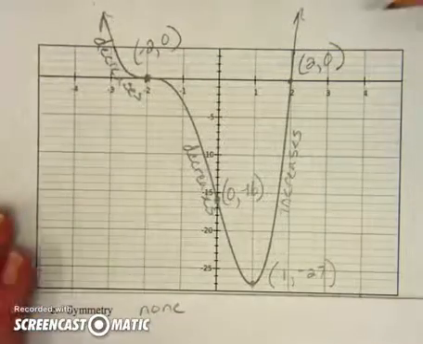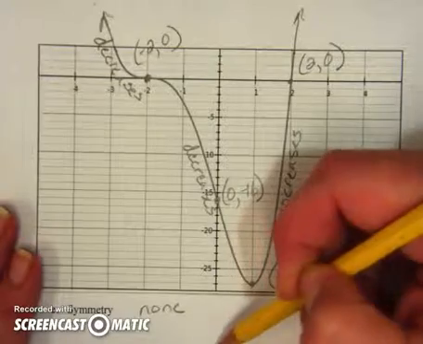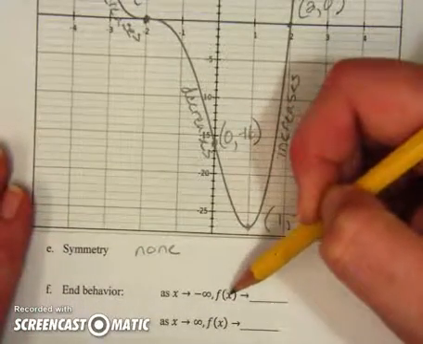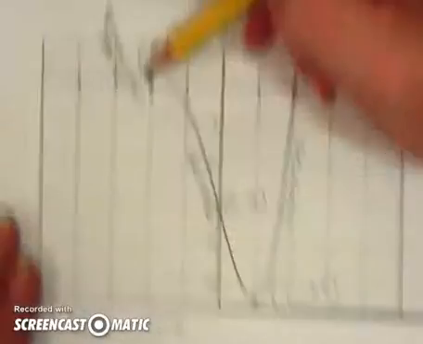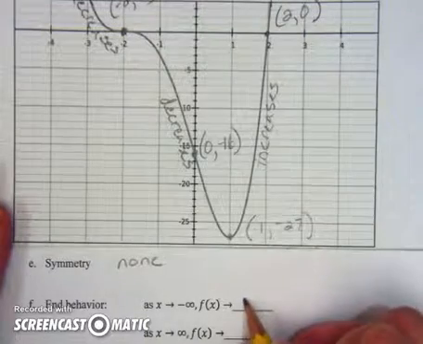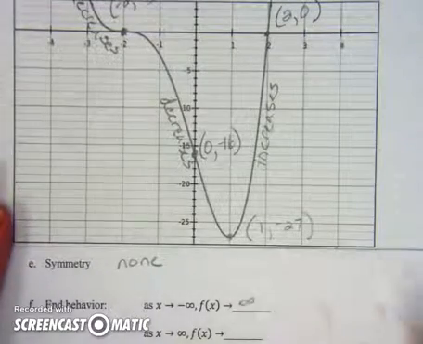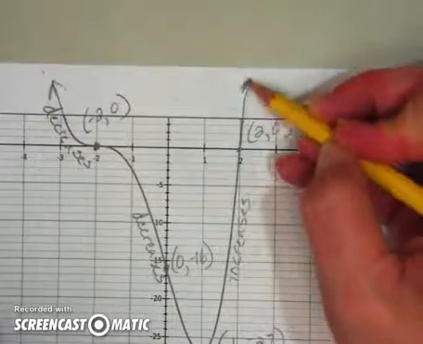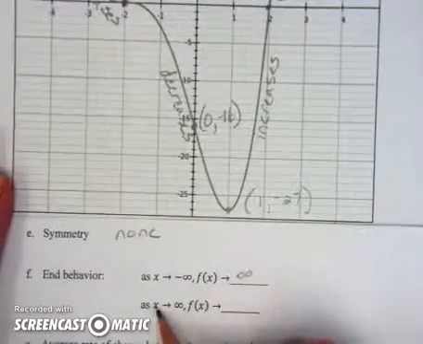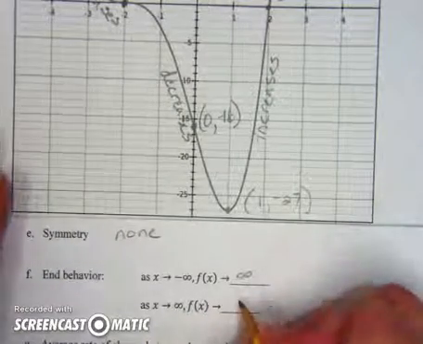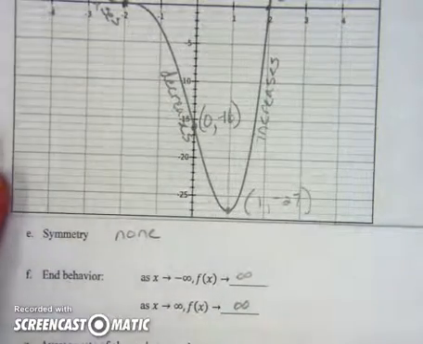The end behavior, as we look to the left, this function goes up. So we say f of x approaches positive infinity. And as we look to the right, this graph goes up. So as x approaches infinity, the function approaches positive infinity.